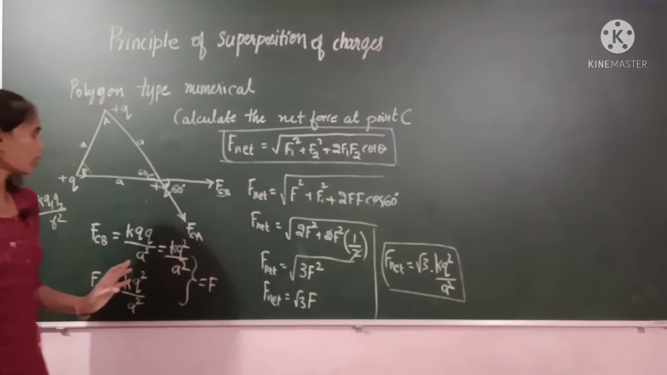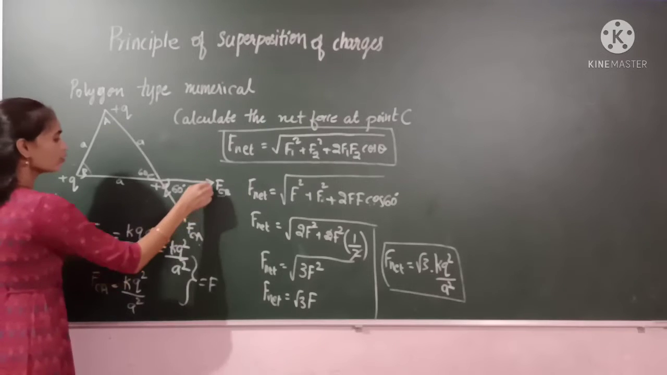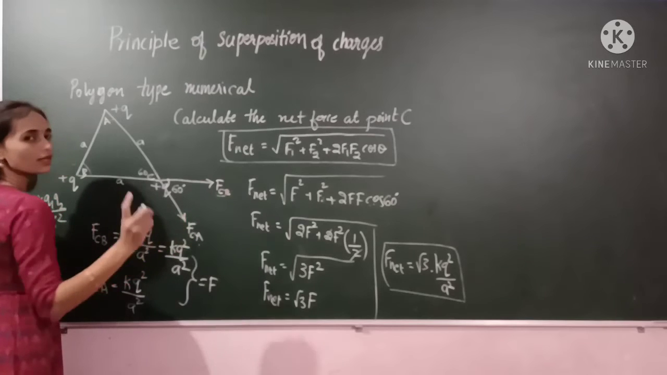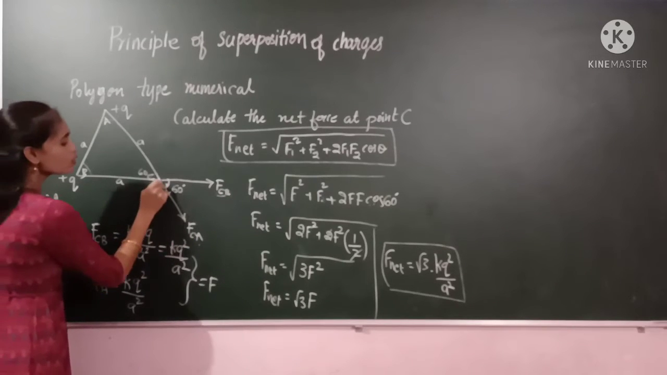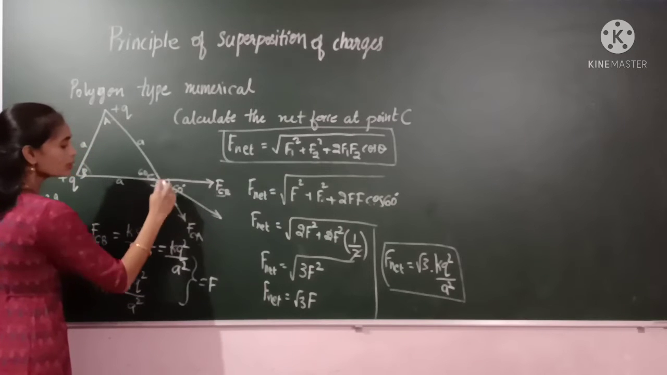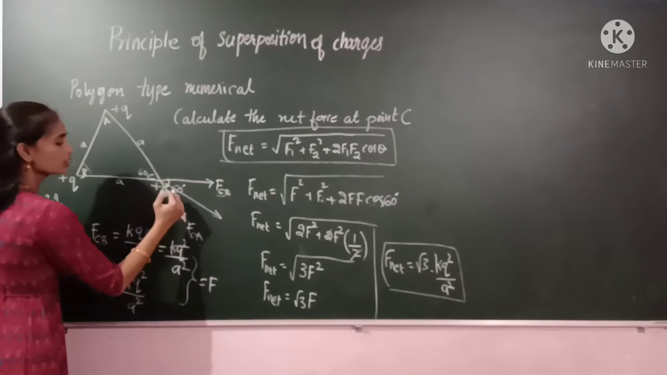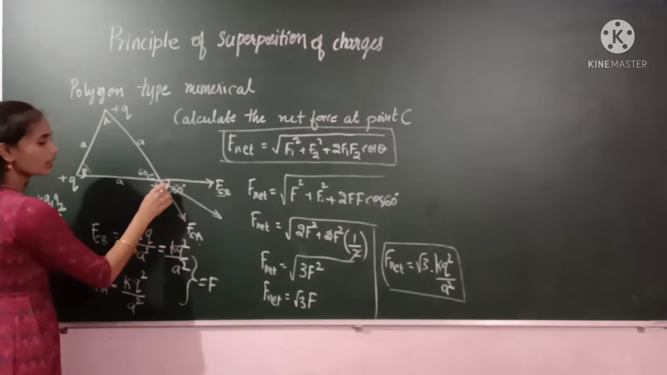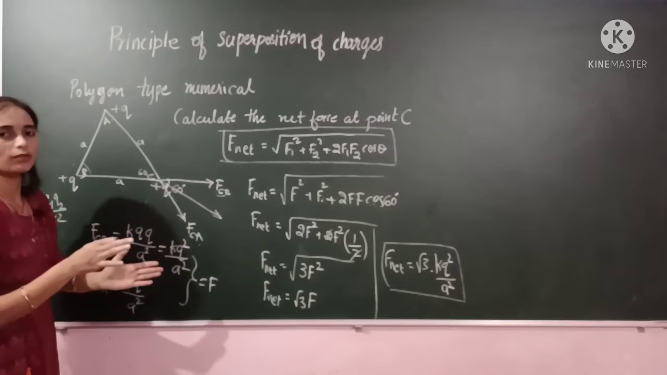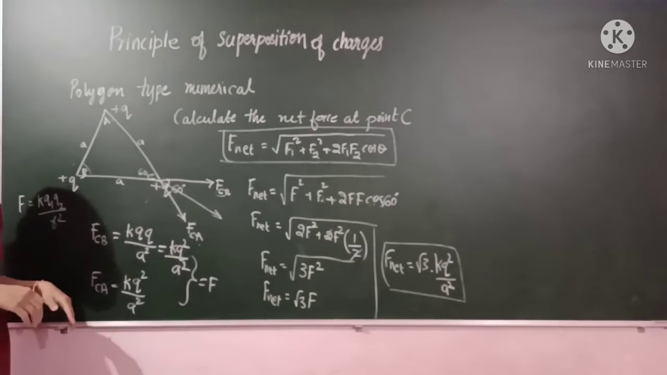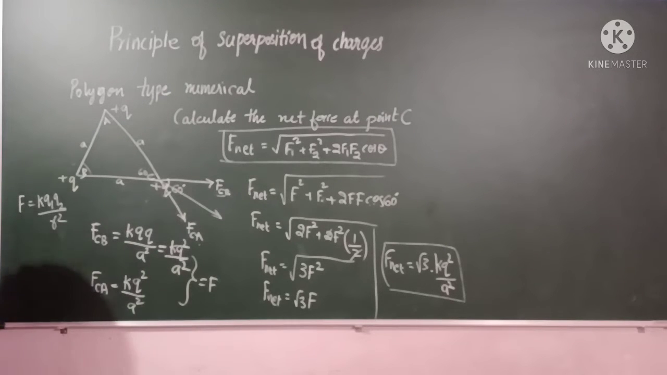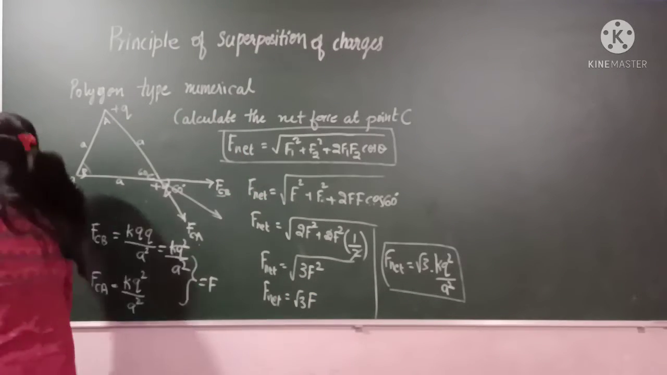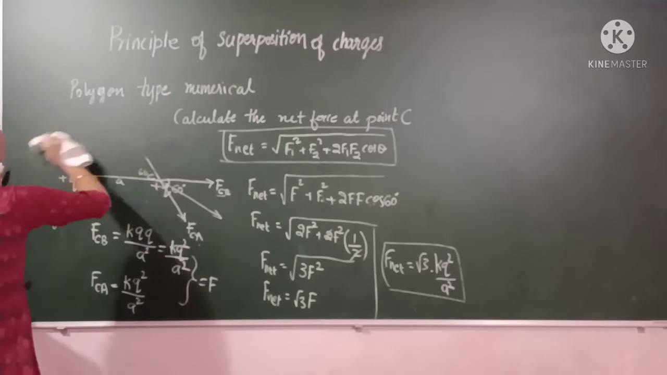Another thing you have to remember: if two vectors are equal in magnitude, the resultant will always bisect the angle between them. Bisect means this angle will be divided into two equal parts, 30 degree and 30 degree. So this vector will always bisect this angle if the two vectors are equal in magnitude. Next we will solve another problem, then you can understand the concept. So now we will take another problem.